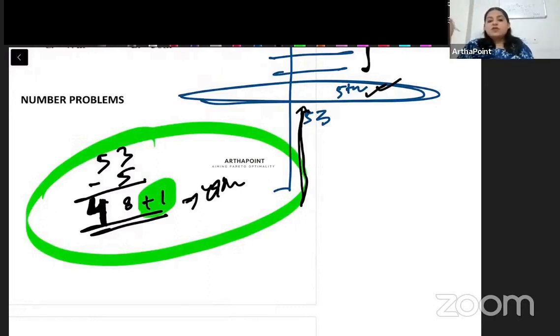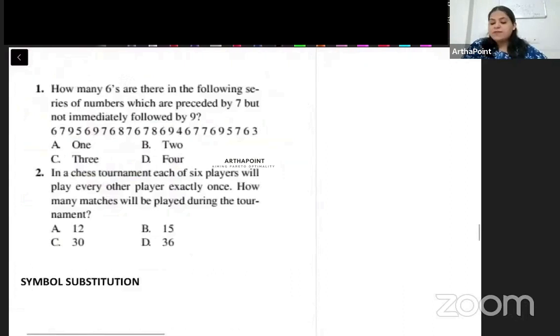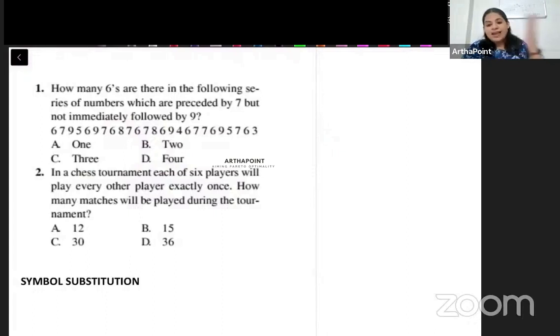Okay, beta, the next kind of questions that will come in the logic tomorrow is called number problems. So let's look at one or two number problem questions. How many 6s are there in the following series of numbers which are preceded by 7 but not immediately followed by 9? So 7 should come before them but 9 should not come after.